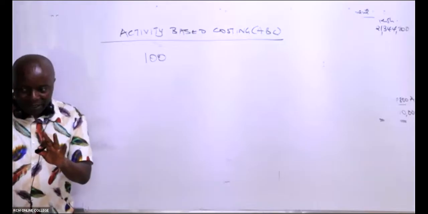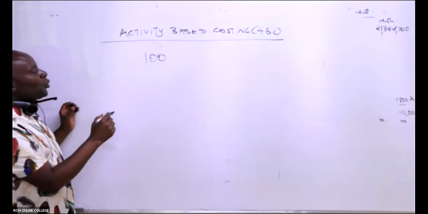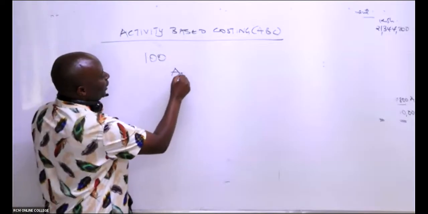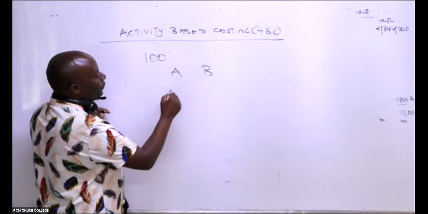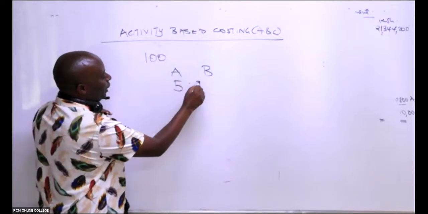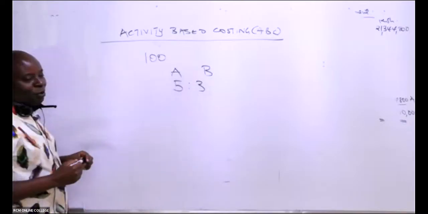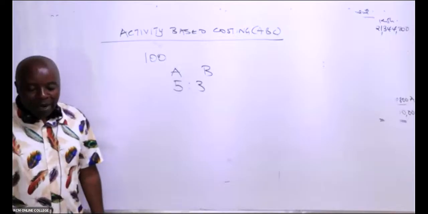This money which Mwalimu has, Kenya shillings 100. And I happen to have two students here with me. These two students are going by the names A and B, and I want to give them this money in the ratio 5:3. So tell me, how much will A get and how much will B get?